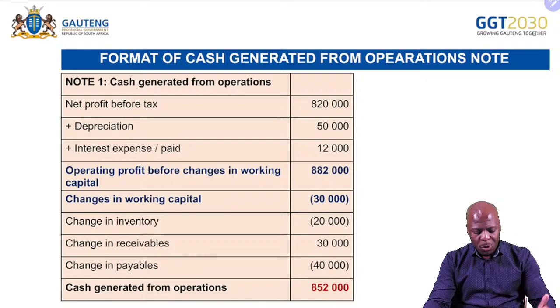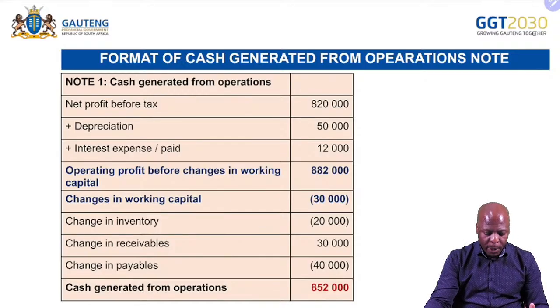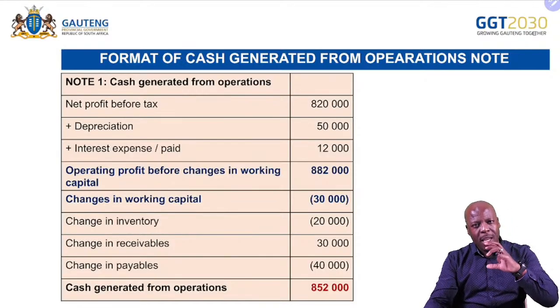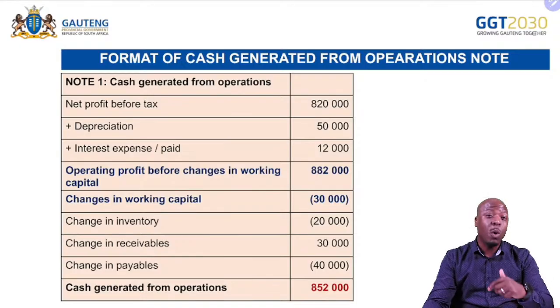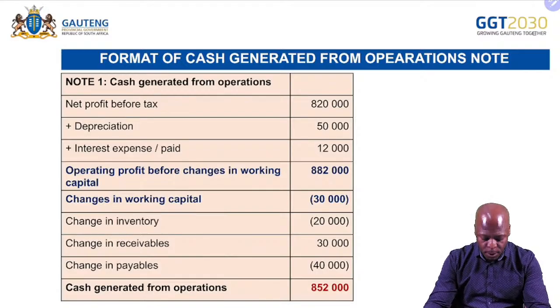This is a simple note, note number 1. Remember, I told you that if we are to do a cash flow statement, we will need note number 1, which is cash generated from operations. The amount that we get from this note is what we then take to the construction of our cash flow statement. You're going to see in the next few minutes.